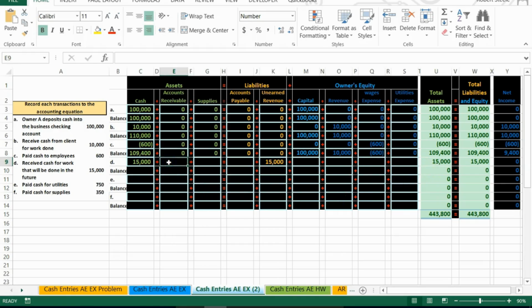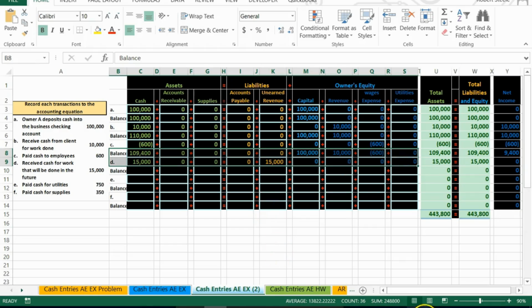Then we can put the zeros through here. So we got E9, 0, tab, tab, 0, tab, tab, 0, tab, tab, tab, tab, 0, tab, tab, 0, tab, tab, 0, tab, tab, and 0, and enter. Now we have the beginning balance and what happened.